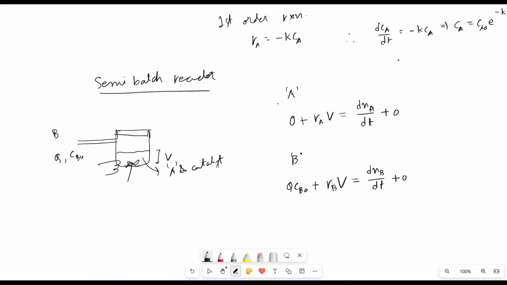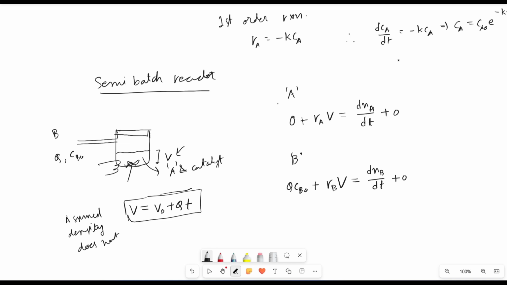Now, see one thing: in this case, the volume will be changing like this. V is equal to V naught plus Q into t. This volume change is assumed if the density is constant. Assume density does not change. Density will not change in most cases. If it changes, then the volume will not change like this; some density terms will be there. But in this case, see that the volume will be changing.